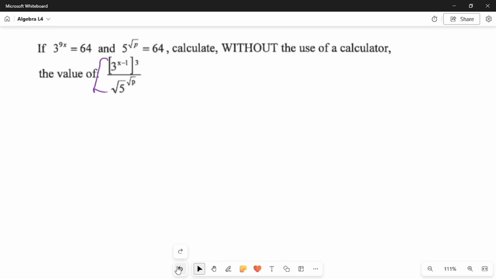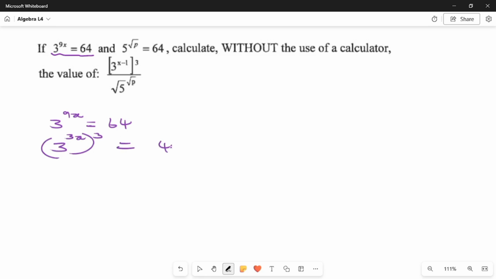The first thing that I'm going to tell you when you see questions like this, the first thing you need to do is to simplify. So that's what we are going to do here. We are going to simplify the 3 to the power of 9x is equal to 64. We need to simplify this first, and understanding the laws of exponents, we will have 3 to the power of 3 in here, x, times 3 out there, and we equate that to 4 to the power of 3.